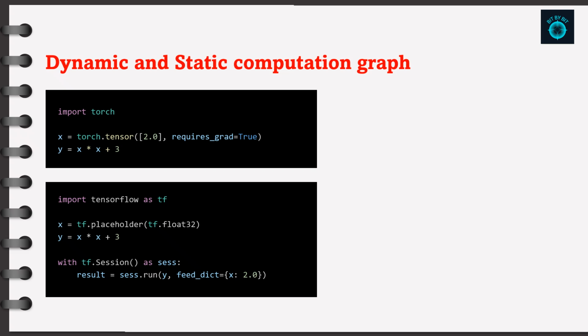In old TensorFlow, you had to define the whole graph first. First, you must only describe the graph. Then you had to run it. So the graph is fixed and must be built before running.